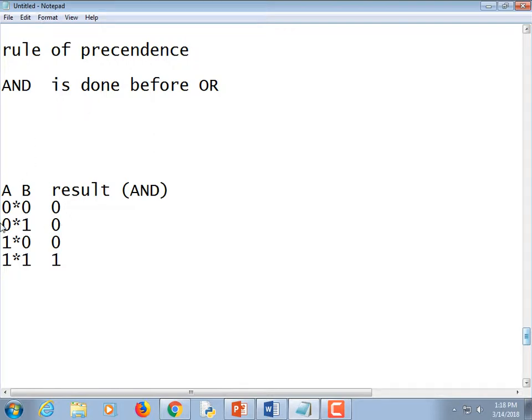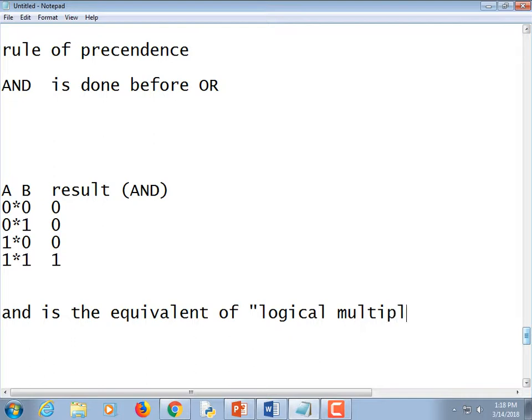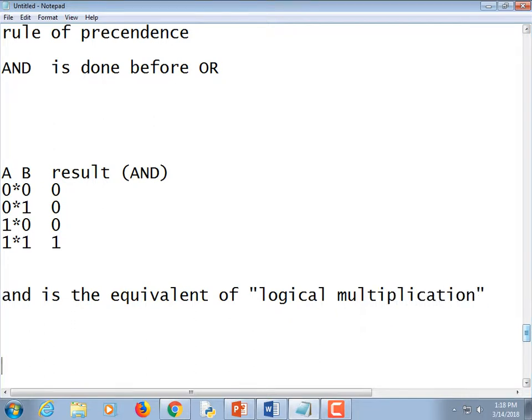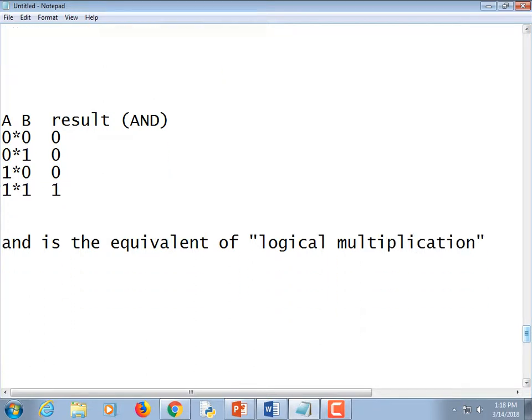That's a valid table. 0 times 0 is 0. 0 times 1 is 0. 1 times 0 is 0. 1 times 1. So and is the equivalent of logical multiplication. I'm just going to make that term up. If you ever go and take a logic class, you will see people write logical expressions in the form of using multiplying as the and using addition for the or.